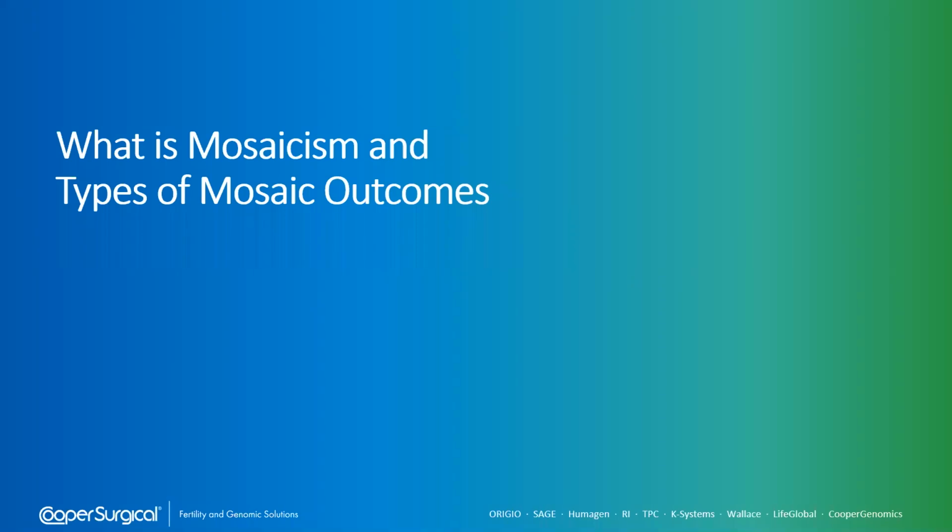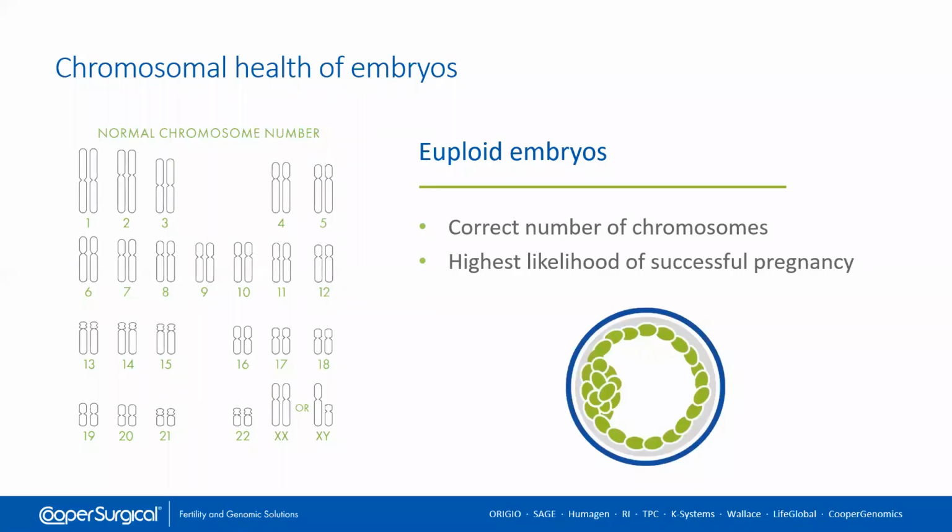So let's just quickly remind ourselves as to what mosaicism is and the types of mosaic that you may come across. At the very basic level, PGT-A, or PGS as it used to be known, was there as a screening test to try and establish if that embryo had the correct number of chromosomes.